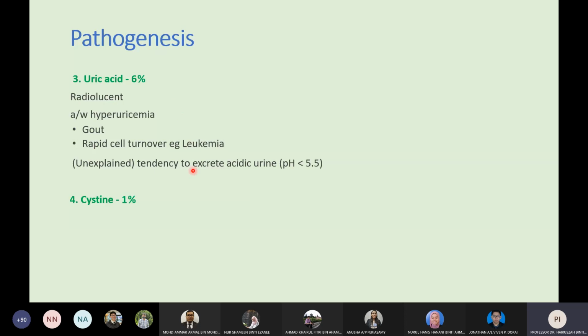In this patient, why they have this pathology is that, unlike people who can adjust their urine pH, like you and me, these people have more tendency to have acidic urine for some reason. We don't know why. The pH is usually less than 5.5, so that promotes the formation and precipitation of uric acid.